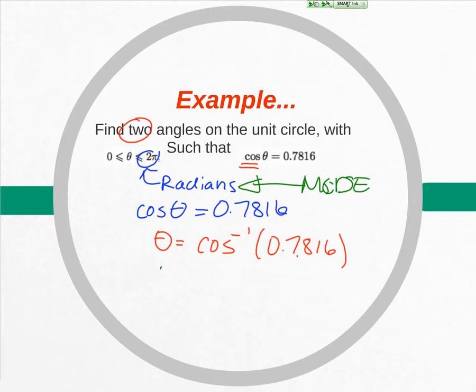So I end up with theta equals 0.6735, so I'm going to round that. So theta equals 0.674. So that's one answer.